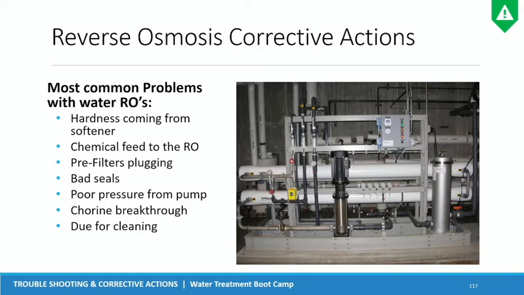Or chlorine breakthrough, that's a big one. If you're getting city water, a lot of times they add chlorine into it. If the carbon filters that you have ahead of your RO aren't working and you're getting chlorine coming through, it's going to chew up those membranes. So run a chlorine test on your RO system before the RO, but after your carbon filter. There should be a spot where you can grab a sample.